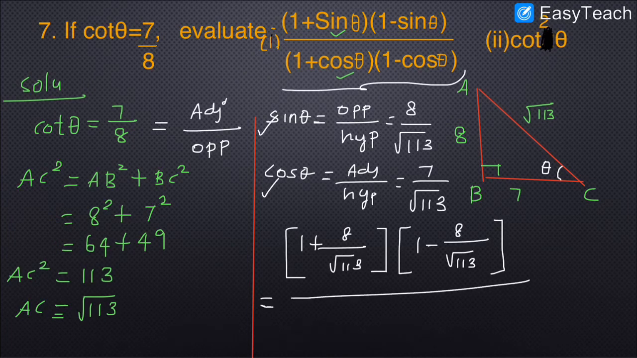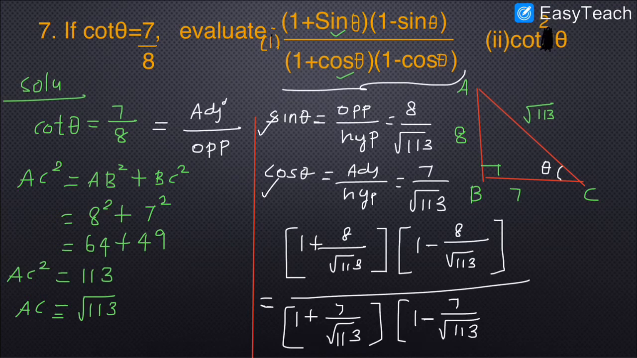So divide by, now denominator. So for cos theta, 7 by root 113 into 1 minus 7 by root 113. So look at here, it seems to need a long calculation, right? So here, to make it short, I am going to use the formula.